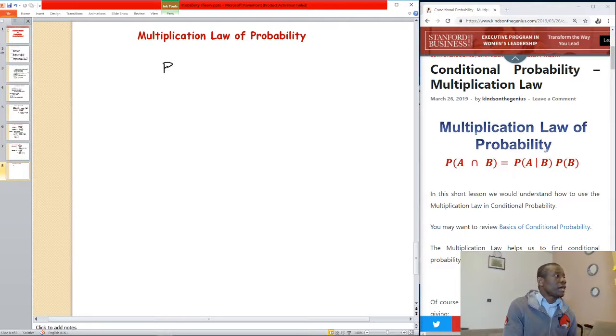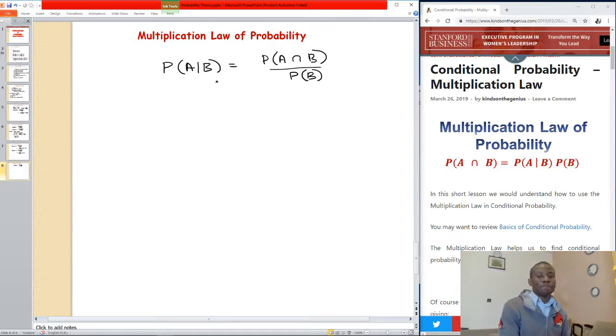So given that we have, probability of A given B is equal to probability of A and B divided by the unconditional probability of B. Okay? This is the normal formula for conditional probability.